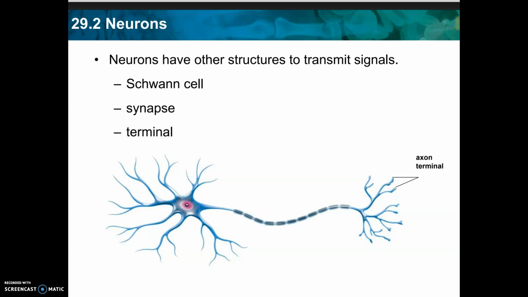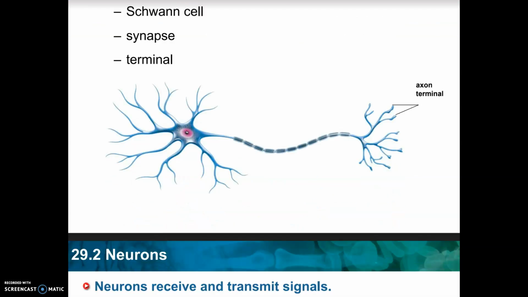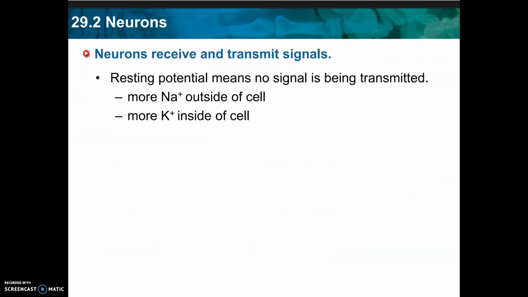Still another structure that neurons have to transmit signals is a terminal. An axon terminal functions to release neurotransmitters when stimulated by an electrical signal carried by the axon. Neurons receive and transmit signals. This is their main function.